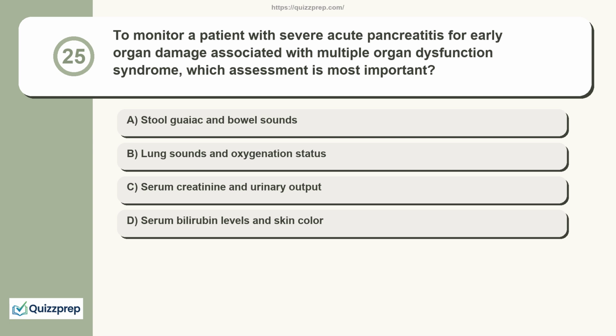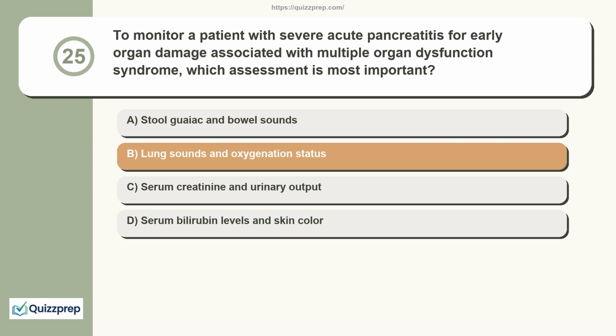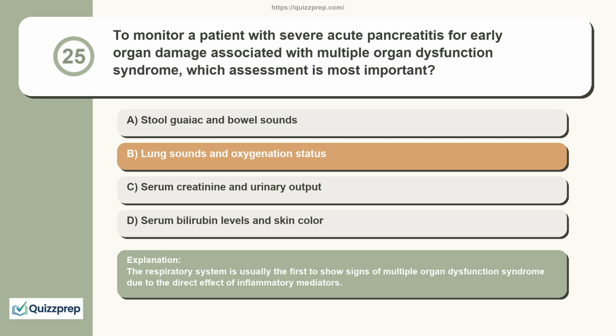Question 25. To monitor a patient with severe acute pancreatitis for early organ damage associated with multiple organ dysfunction syndrome, which assessment is most important? Stool guaiac and bowel sounds, lung sounds and oxygenation status, serum creatinine and urinary output, serum bilirubin levels and skin color. The respiratory system is usually the first to show signs of multiple organ dysfunction syndrome due to the direct effect of inflammatory mediators.